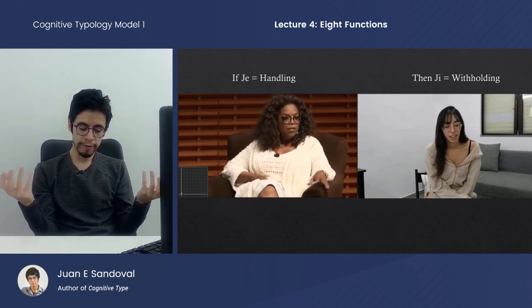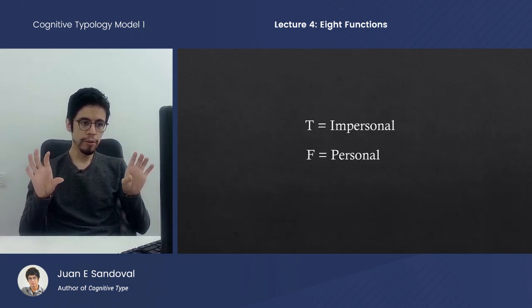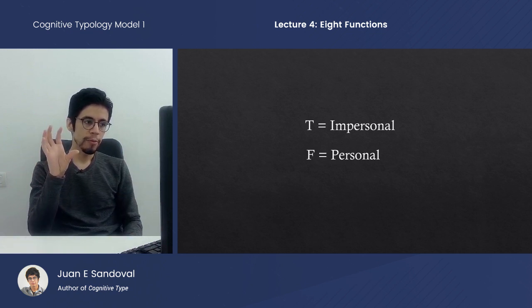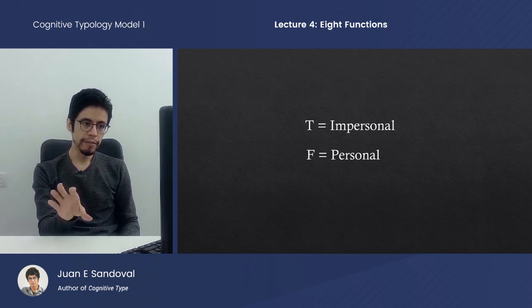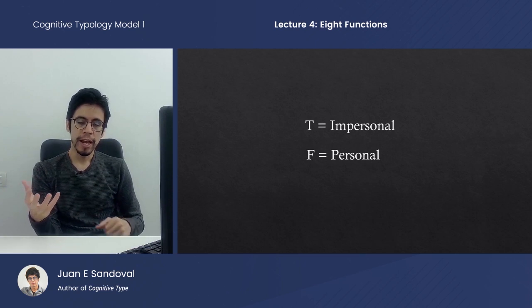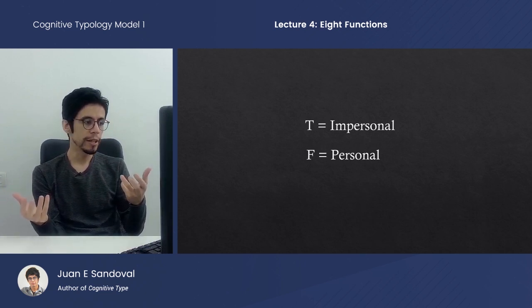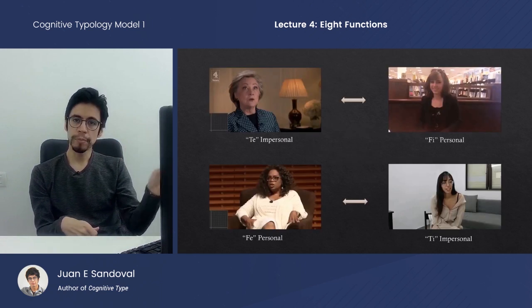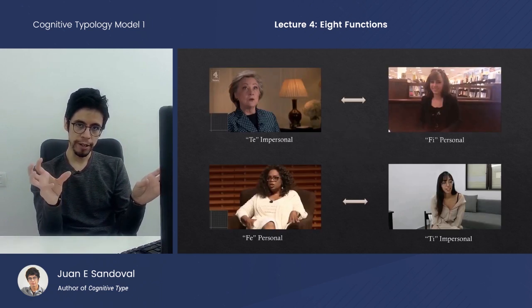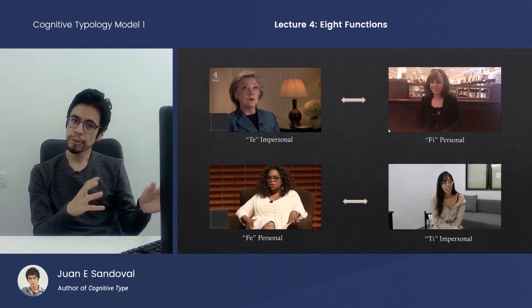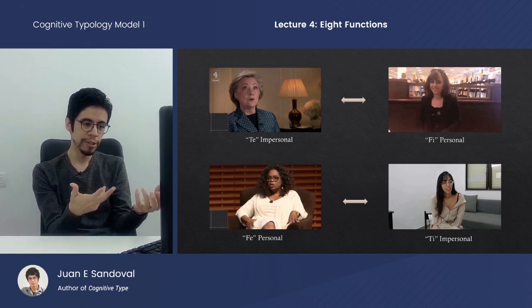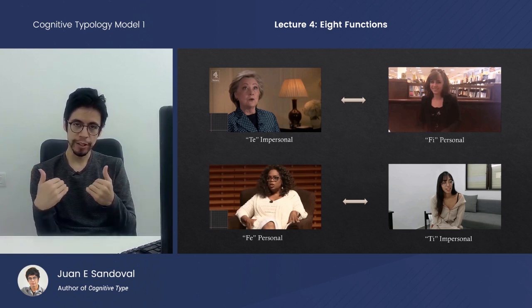Now in Model 1, from a theoretical perspective, what this really means is that one of the 2 energetics will have the personal element to it, and whatever the opposite is will have the impersonal element to it. So for example, TE being impersonal will be connected with FI, which is personal, and FE, which is very personal when it comes out, will be connected with TI, which is very impersonal when it goes in.